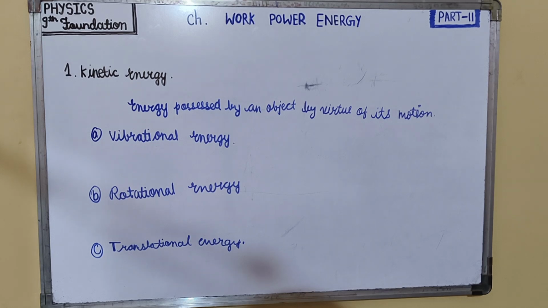Now the conclusion is that the kinetic energy of a body depends on the velocity of the body. The more the velocity of a body, the more its kinetic energy. Kinetic energy of a body depends on both mass and velocity.